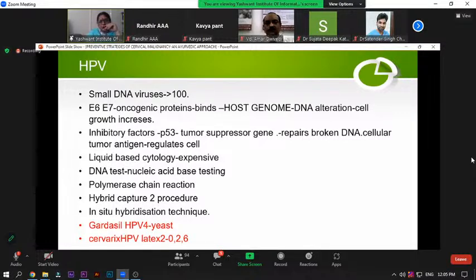In the previous slide, I have shown the probabilities of the number of HPV types causing cancer cervix. And the two oncogenic proteins, E6 and E7, are the more dangerous proteins of the HPV virus. These bind to the host genome DNA and alter the cell growth, and that goes into dysplasia. And the inhibitory factor P53 is a tumor suppressor gene, so it repairs the broken DNA. But sometimes, because of the HPV attack, this P53 will be deficient in a particular patient.